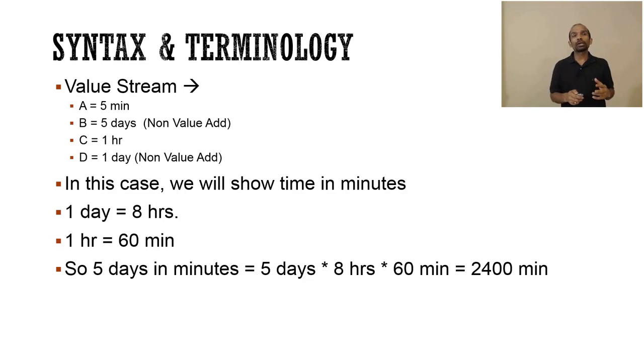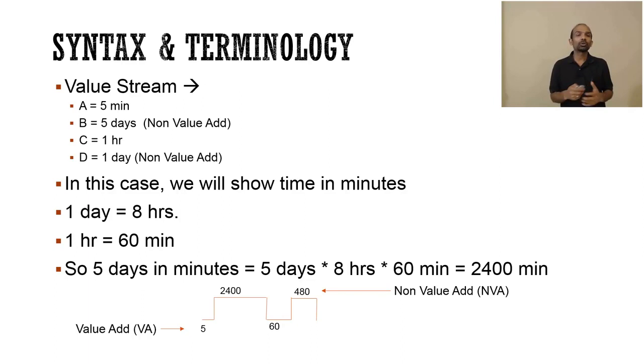If you were to create a value stream map for this A, B, C, D activity, it's going to look something like this. All the activities that are value added, we show on the bottom, and all the non-value added activities we show on the top. As you can see, the first activity A was 5 minutes, so we show 5 minutes as the first point here, and then activity B was 5 days, which is 2400 minutes, and then activity C is 1 hour, so it's 60 minutes, and then activity D is 480 minutes. So 5 minutes, 2400 minutes, 60 minutes, and 480 minutes. That will be the value stream map for this small value stream.